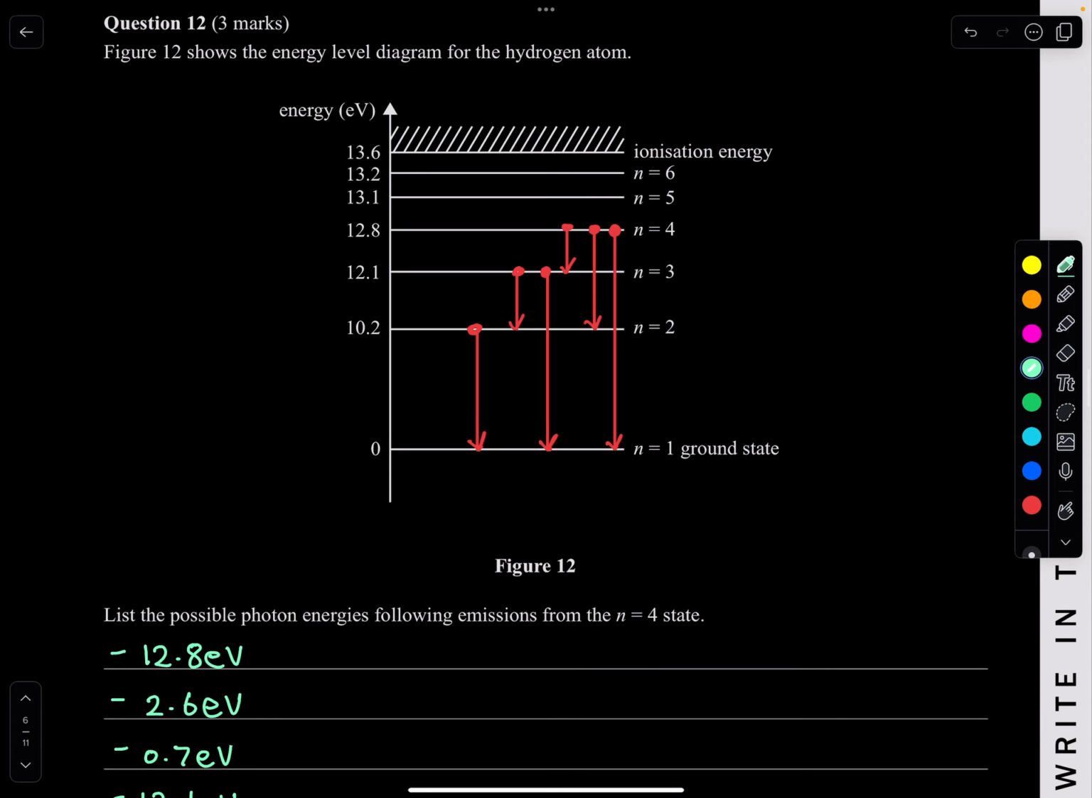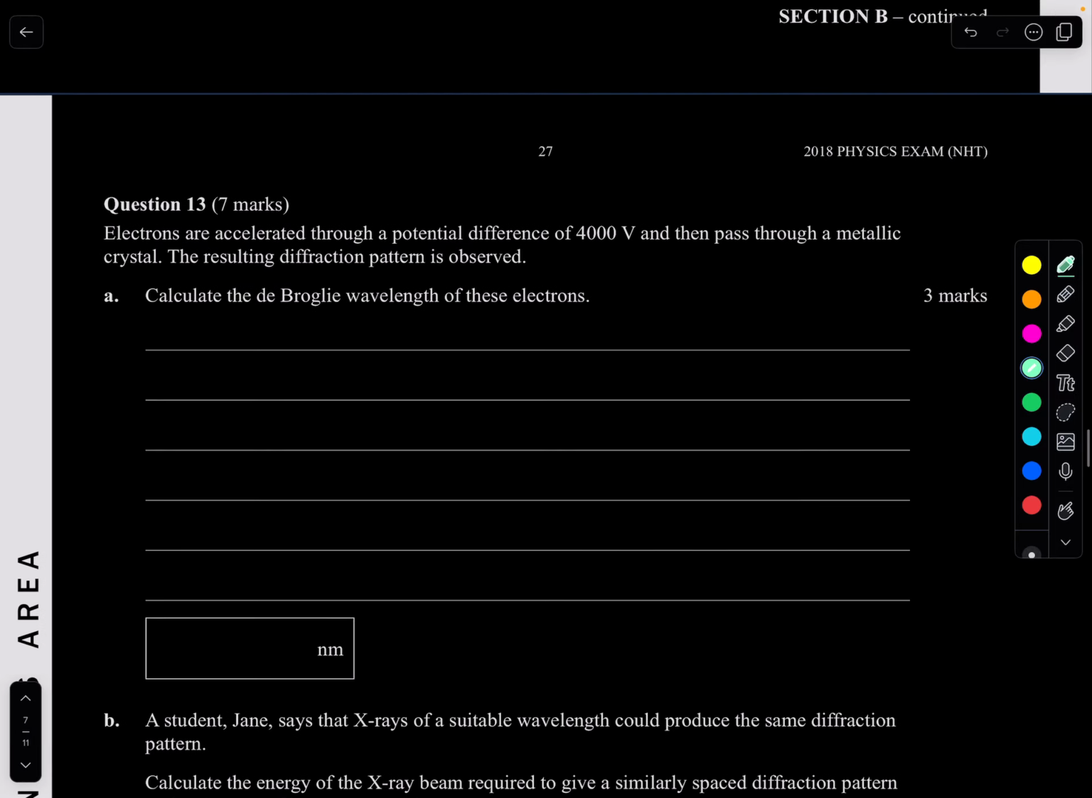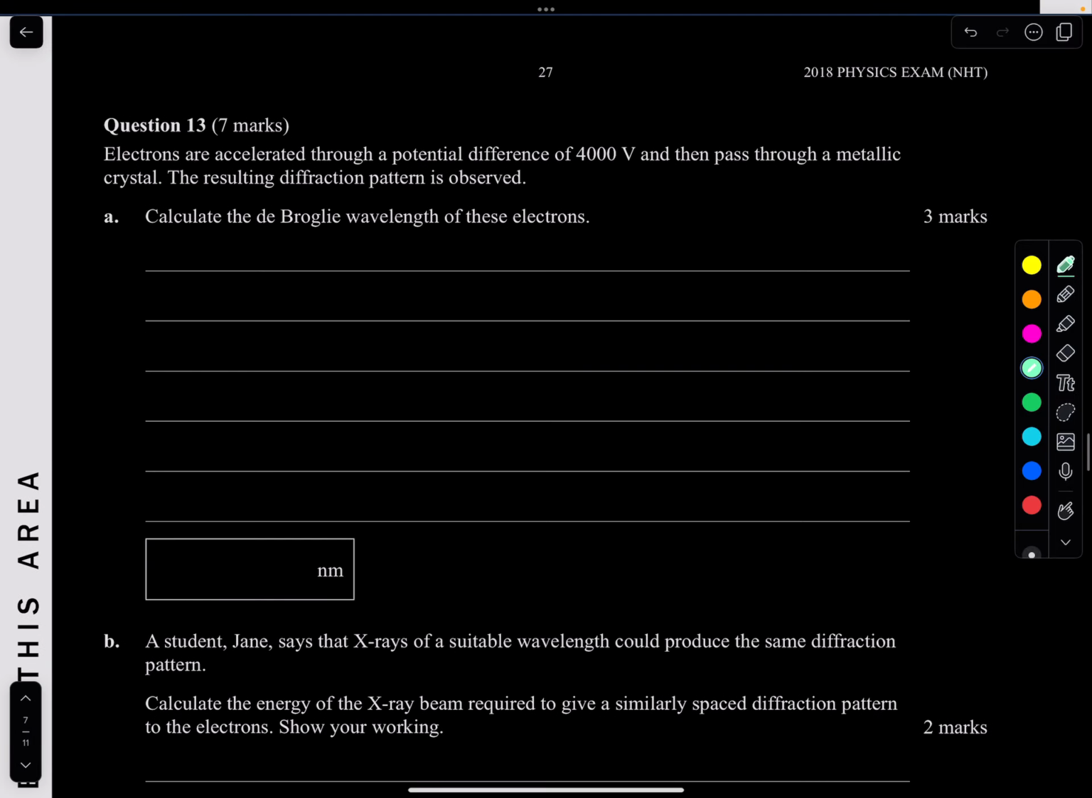Easy. One of the most common questions that you'll see in an exam. It's so easy to get full marks for this. Next question, question 13. Electrons are accelerated through a potential difference of 400 volts and then pass through a metallic crystal, the resulting diffraction pattern is observed. Calculate the de Broglie wavelength of these electrons.